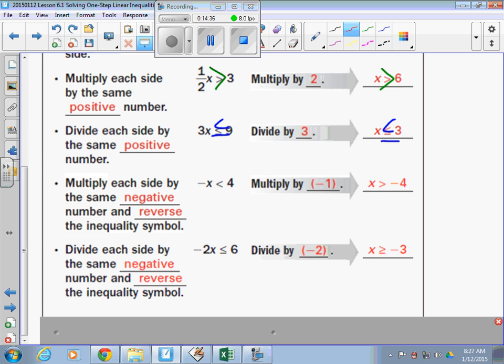When you divide each side by the same negative number, reverse the symbol. So that's what I just showed you. Divide by -2 on both sides. And less than or equal to becomes greater than or equal to. Notice the or equal to part stays. It just reverses.